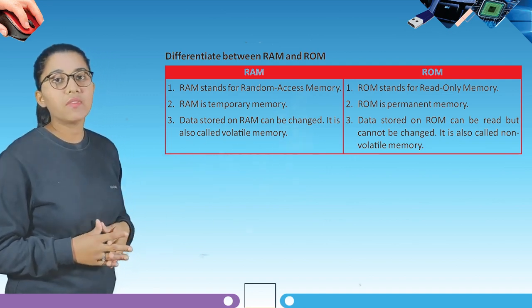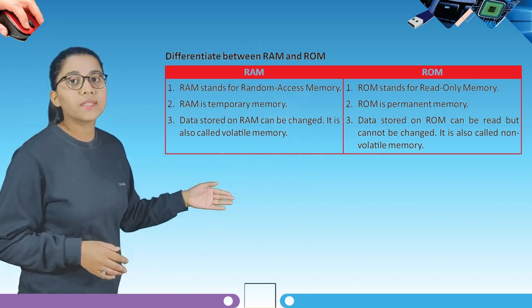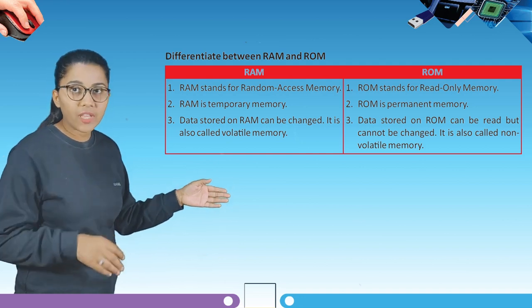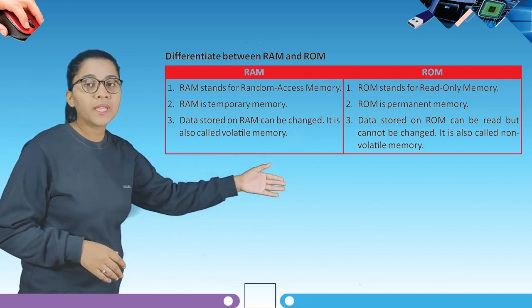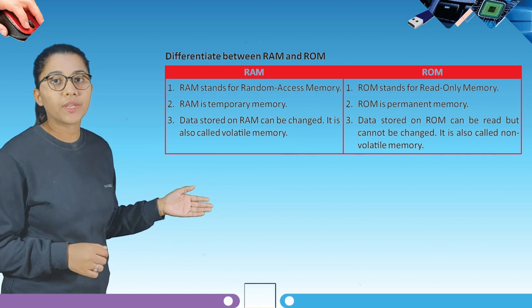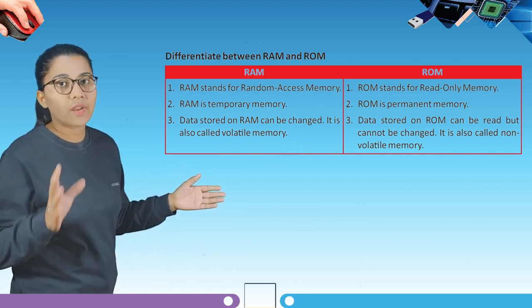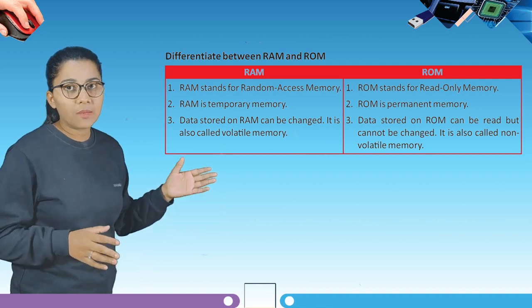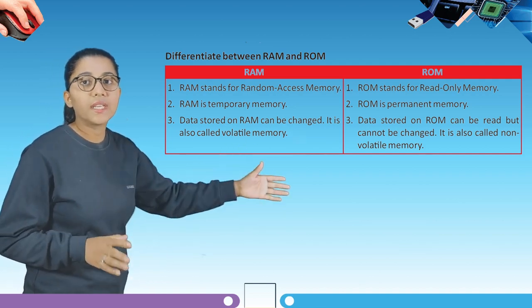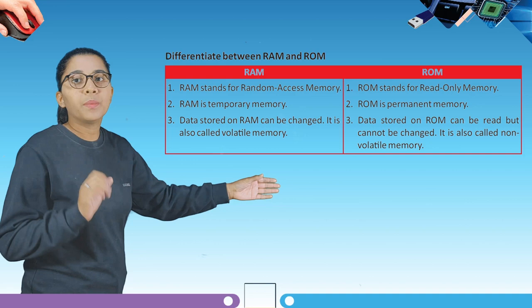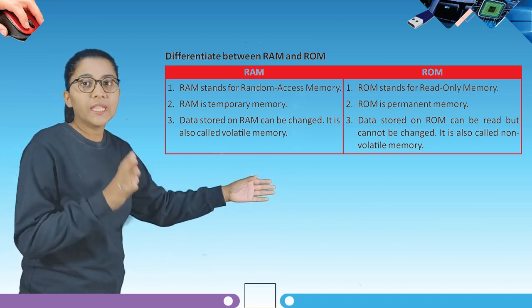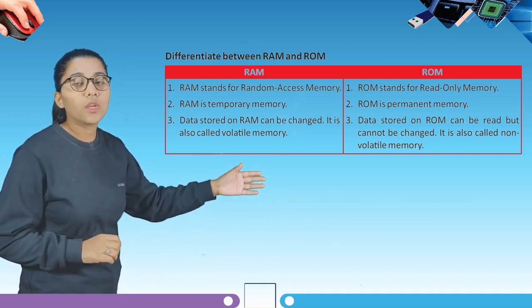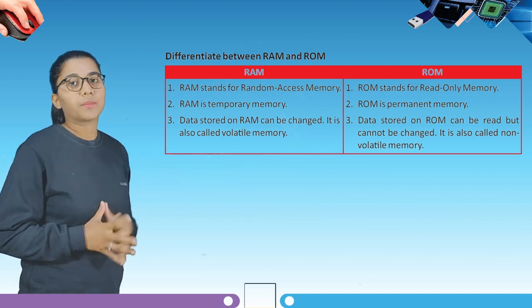Now next, RAM is a temporary memory, whereas ROM is permanent memory. So the third point is data stored in RAM can be changed. It is also called volatile memory, whereas data stored on ROM can be read but cannot be changed. It is also called non-volatile memory.